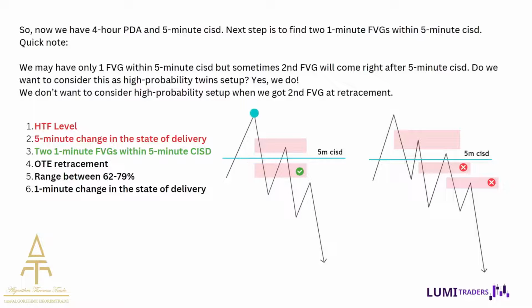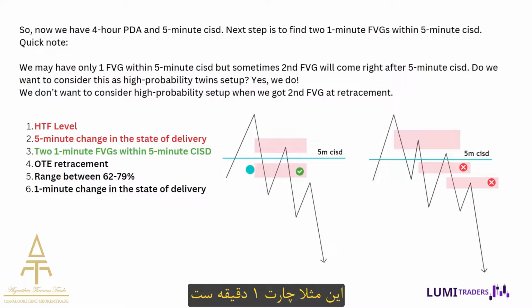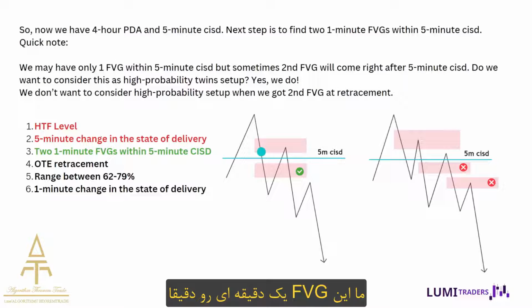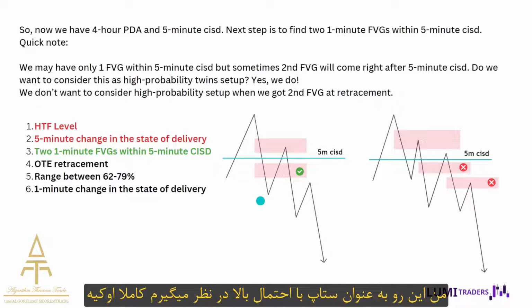Here's an example. We got a 5-minute change in the state of delivery. Here is the 1-minute chart, for example. We got a 1-minute fair value gap right inside this 5-minute change in the state of delivery, and the next one was right below it, at the same leg down. I want to consider this. That's going to be a high probability twin setup. Perfectly fine.